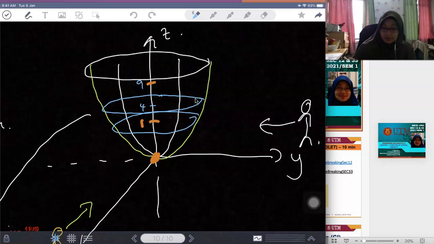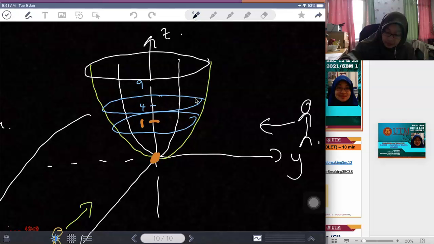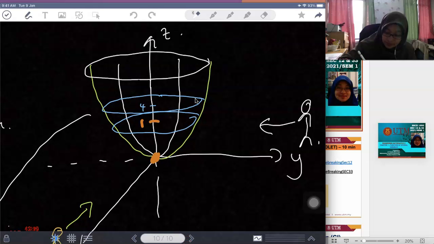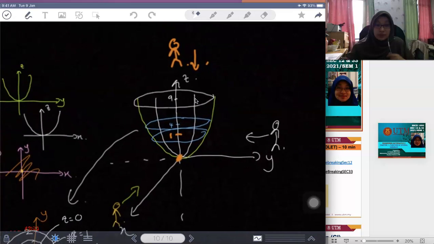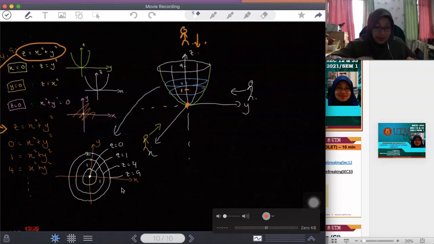Then this one is supposed to be okay. Oops, sorry. Just move on. The 9 is not there, but the 9 is. This is 9.